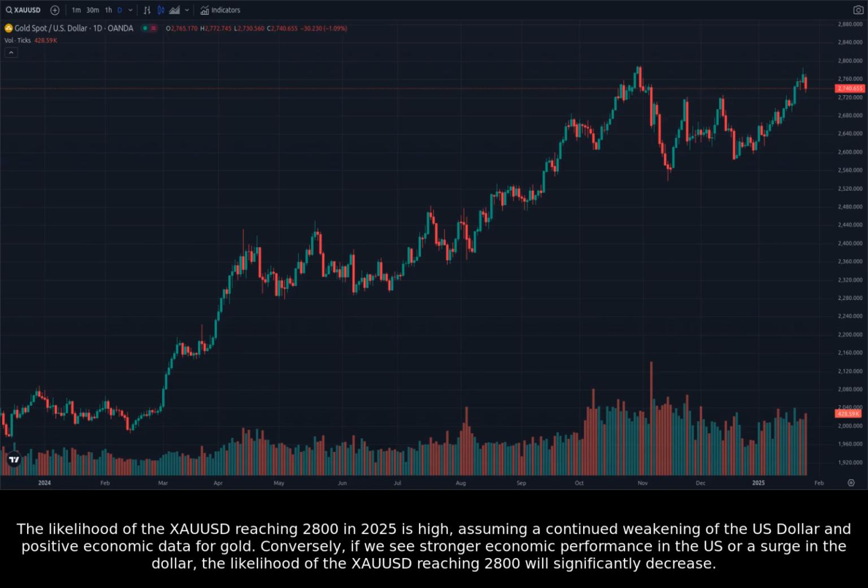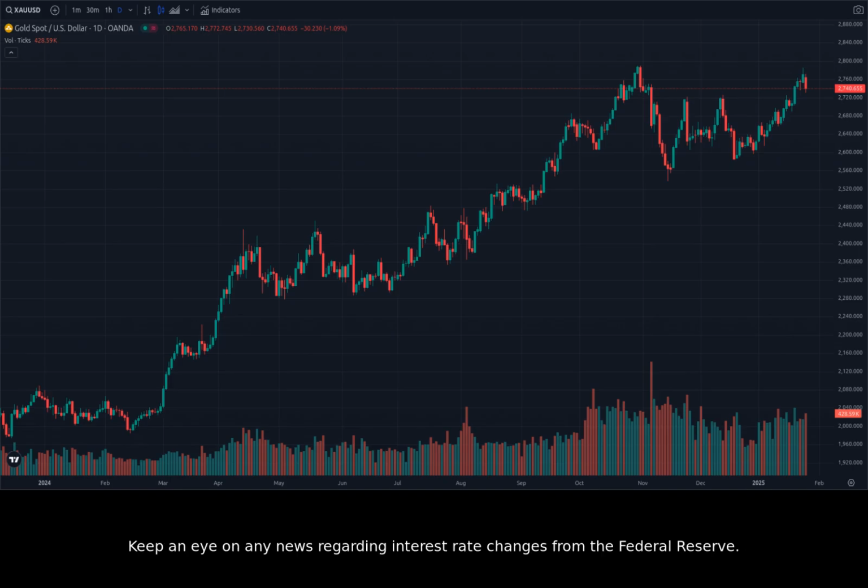Conversely, if we see stronger economic performance in the US or a surge in the dollar, the likelihood of the XAUUSD reaching 2800 will significantly decrease. Keep an eye on any news regarding interest rate changes from the Federal Reserve.